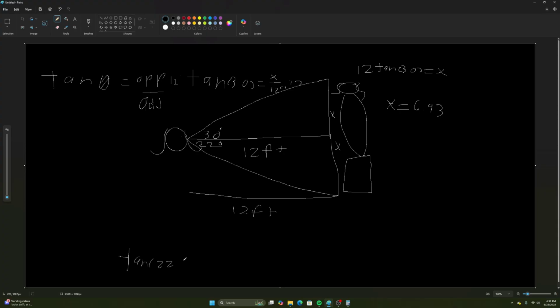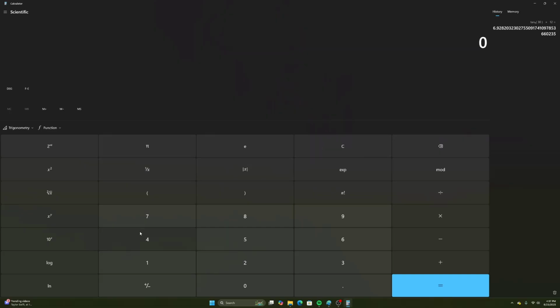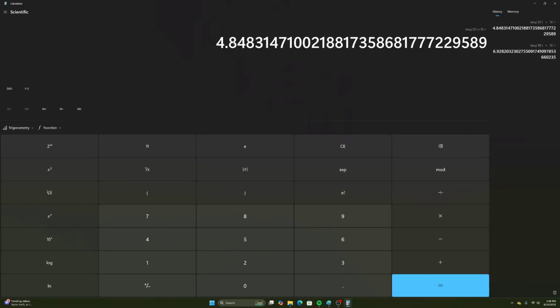The tangent of 22 is equal to x over 12. Because remember, this is our adjacent, opposite, not to harp on it. Multiply both sides by 12, leaving us with 12 times the tangent of 22 is equal to x. Boot up our calculator here. Tangent of 22 times 12, and that's this.